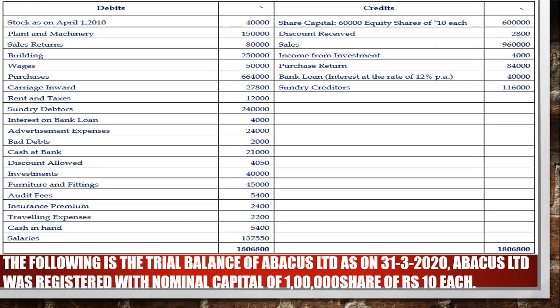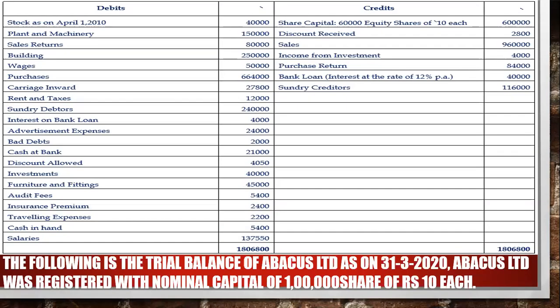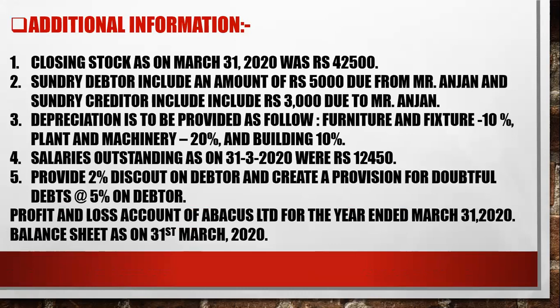Okay, how much outstanding is there? You have to see the adjustment. See, salary amount 12,450 is outstanding. So here your salary is 1,37,550, you can see it over here last. 1,37,550 rupees is your salary, and the fourth adjustment says that salary is outstanding. How much amount is outstanding? 12,450. You have to add it in your salary account.